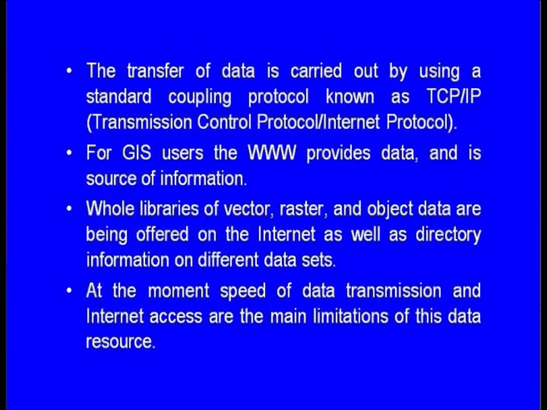For GIS users, the WWW, that is World Wide Web, provides data and is a source of information. Whole libraries of vector, raster and object data are being offered by the internet as well as directory information on different data sets. At the moment, the speed of data transmission and internet access are the main limitations of this data resource.